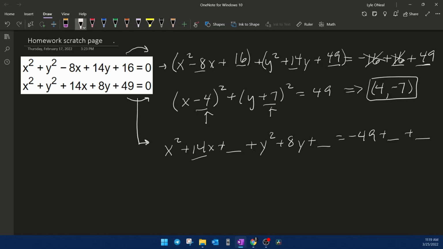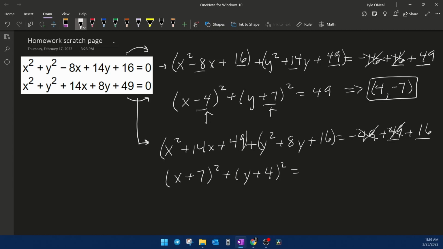And completing the square. 14 divided by 2 gives me 7. 7 squared is 49. Adding a 49. Whoop, hack and slash if you want, if you notice that. And then 8 divided by 2 is 4. 4 squared gives me 16. Added to both sides. And then we can factor our 2 trinomials. Perfect square trinomial here gives us x plus 7 squared plus y plus 4 squared. And again, the 49s canceled, leaving us only the 16.